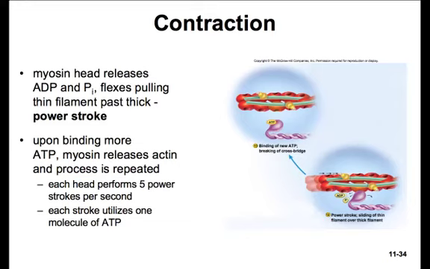At this point, the myosin head releases the ADP and the inorganic phosphate and flexes, which pulls the thin filament past the thick filament. This is called the power stroke. Upon binding more ATP, the myosin is able to release from the actin, and the process is repeated. So it's the attachment of ATP to the myosin head that allows it to release. Each head performs 5 power strokes per second and utilizes 1 molecule of ATP per stroke.